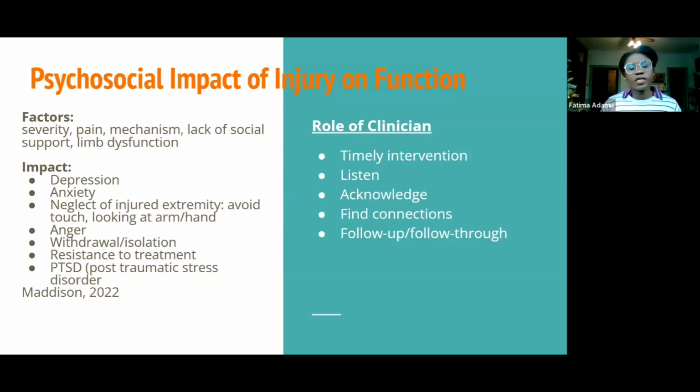Sometimes it's simply about saying, that's horrible, that sucks. Finding connections. So either finding connections between you and the patient or helping them to find connections in their community or, depending on the context, what resources might be in their environment that they can have access to. Following up and following through.